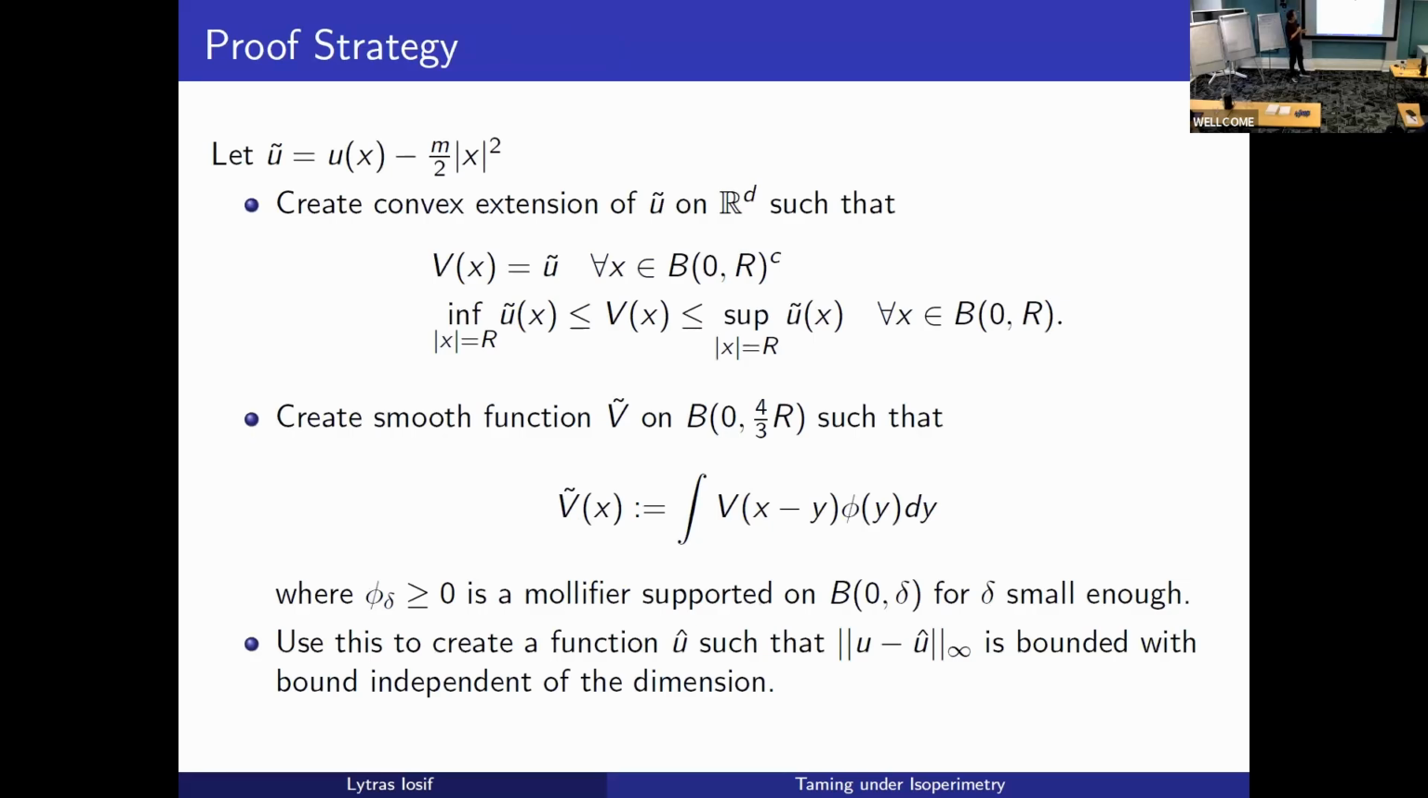Okay, so we can see quickly the proof here. What we do, we write it this way, and we try to extend the function u out of this ball, and then modify. And this way we create a bounded perturbation, u hat. But the very important thing is that the bound that you create is independent of dimension.